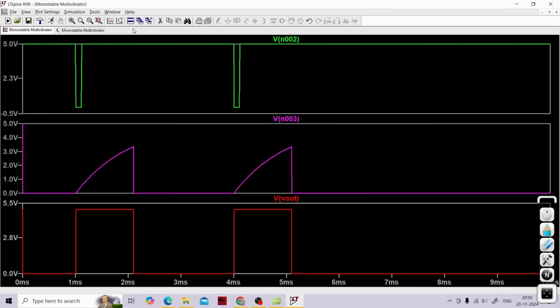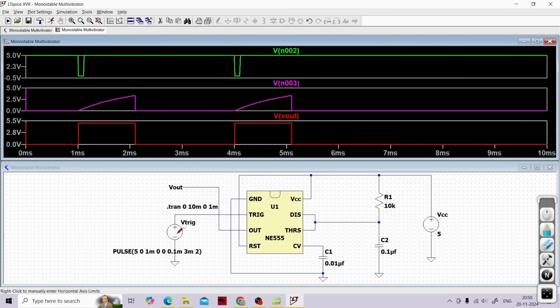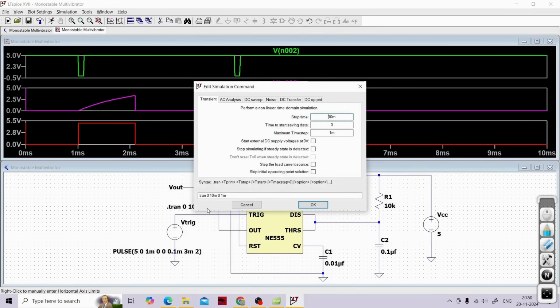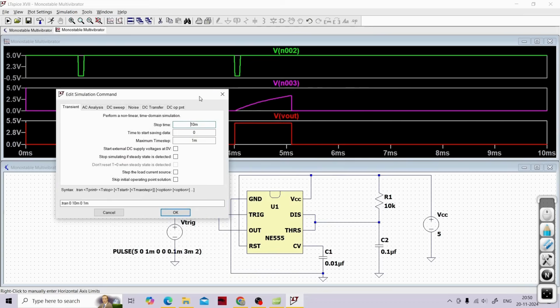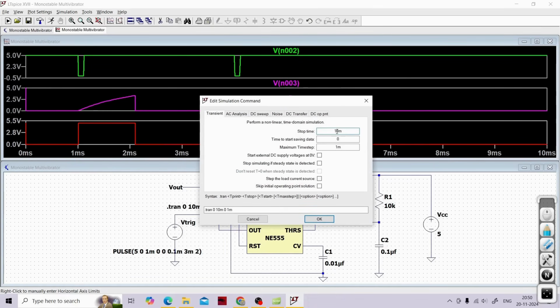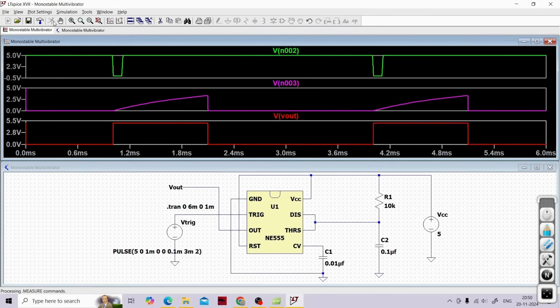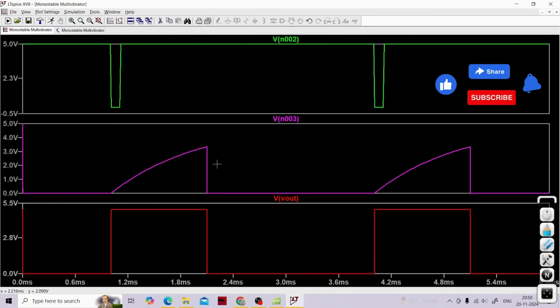So what I'll do, I'll keep this transient stop time as 6 milliseconds, because anyway this part is wasted, so why show that. I'll click on OK and I'll click on run. Yeah, so if you want you can just take a screenshot of this circuit, and now you can clearly look at this particular waveform.